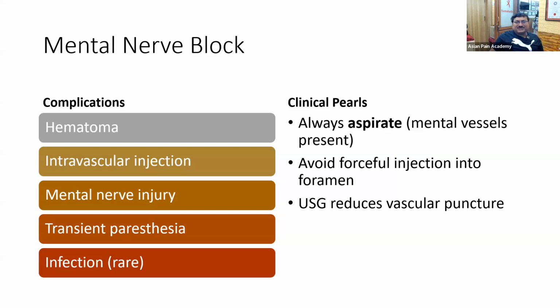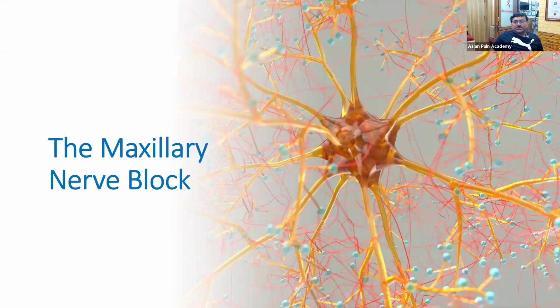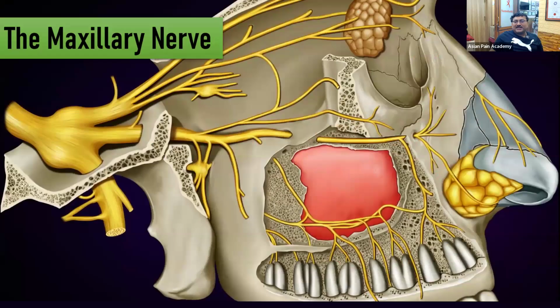Complications are almost similar: nerve injury, hematoma, intravascular injection, infection, transient paresthesia. In clinical parts, definitely they are also the same. Always aspirate, see under ultrasound, and then only inject. So that was more or less the maxillary nerve block.